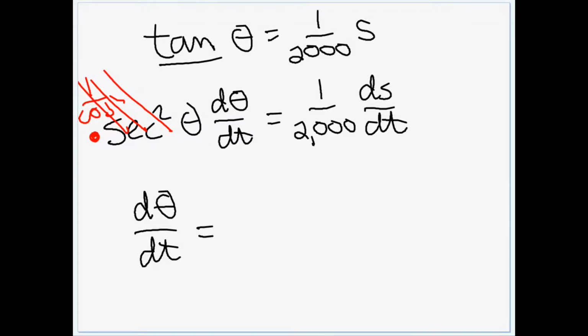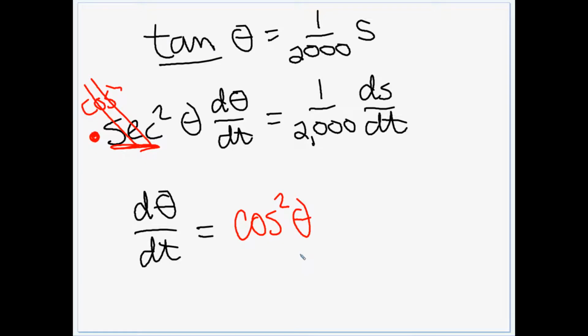No, we're not multiplying by 1 over cos squared, we're multiplying by cos squared. Because here the cos squared will turn into 1 over secant squared, that will cancel with the secant squared that's already there. So if we multiply the left side by cos squared, we're going to multiply this side also by cos squared of theta. And that's still going to be multiplied by the 1/2000ths, as well as the ds dt.